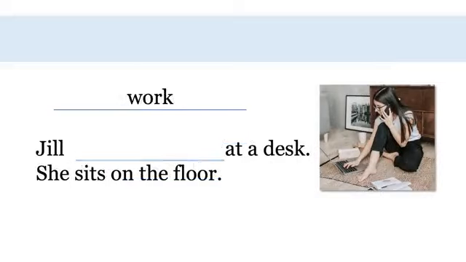Last one. The verb is work. What goes in the blank? The long form is Jill does not work at a desk. She sits on the floor. And the contraction? Jill doesn't work at a desk. She sits on the floor.